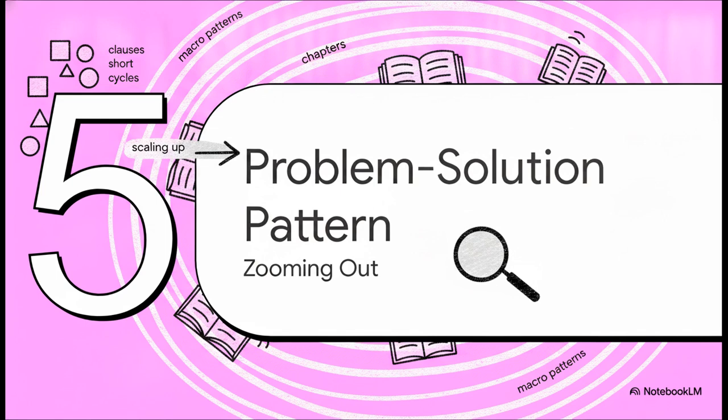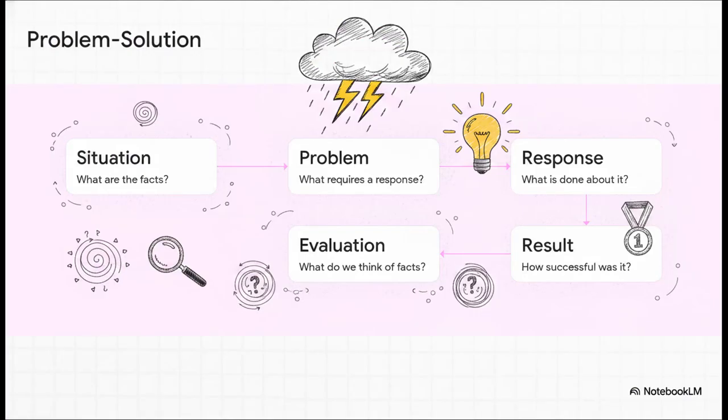All right, Section 5, Problem Solution Macro Patterns. Zooming out. We've looked at microclauses and short cycles, but now let's scale way up to see the macro patterns that govern entire chapters. Hoey identifies several culturally approved patterns that essentially guide reader macro expectations. And the most prominent of these is the problem-solution cycle. It's something we intuitively use all the time. It follows 5 totally predictable steps.